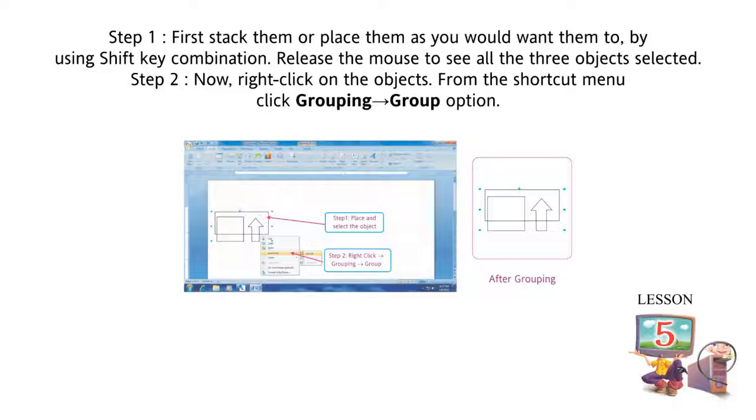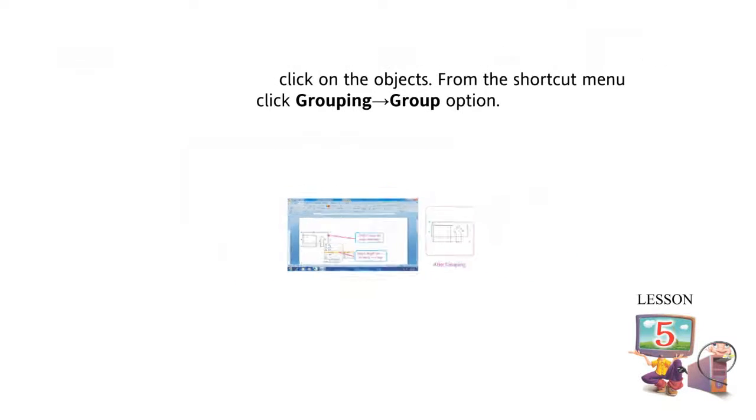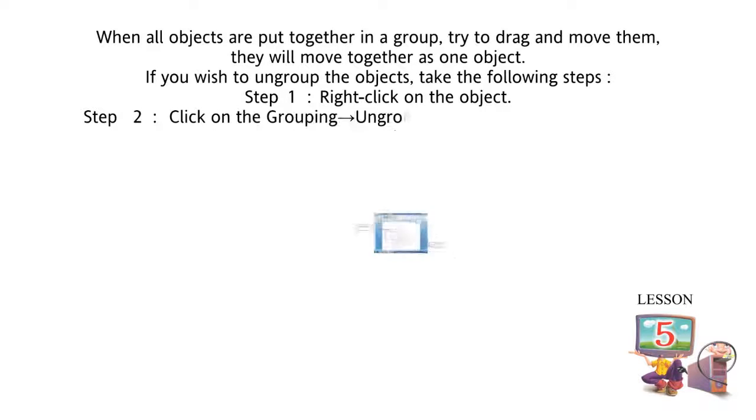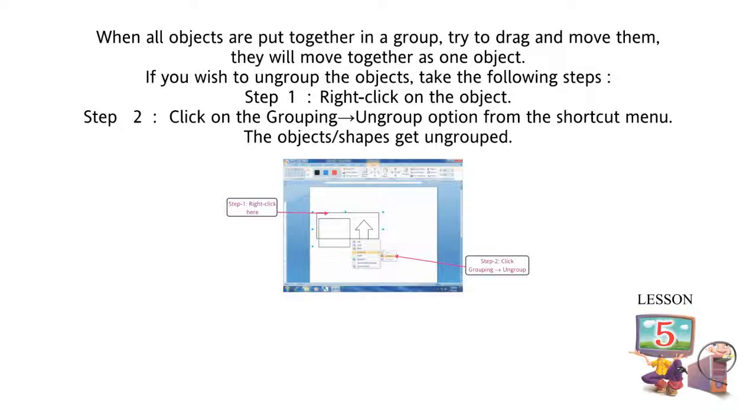After grouping, when all objects are put together in a group, try to drag and move them. They will move together as one object. If you wish to ungroup the objects, take the following steps. Step 1. Right-click on the object. Step 2. Click on the Grouping, then Ungroup option from the shortcut menu. The objects or shapes get ungrouped.